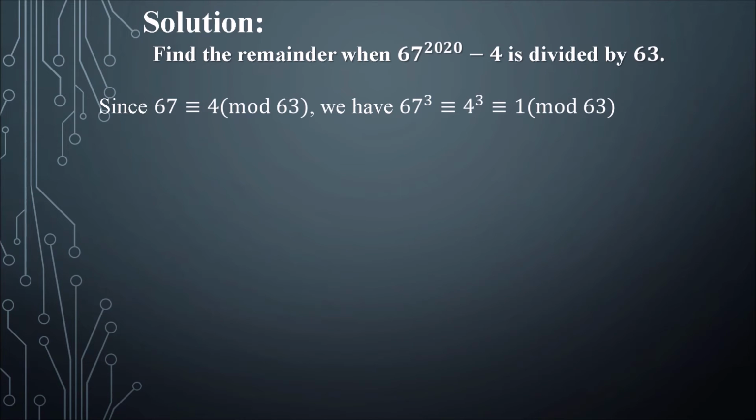Since 67 is congruent to 4 modulo 63, we have 67 raised to 3 is congruent to 4 raised to 3. But of course 4 raised to 3, when you expand that, will be congruent to 1 modulo 63. Note that 2020 is equal to 3 times 673 plus 1.